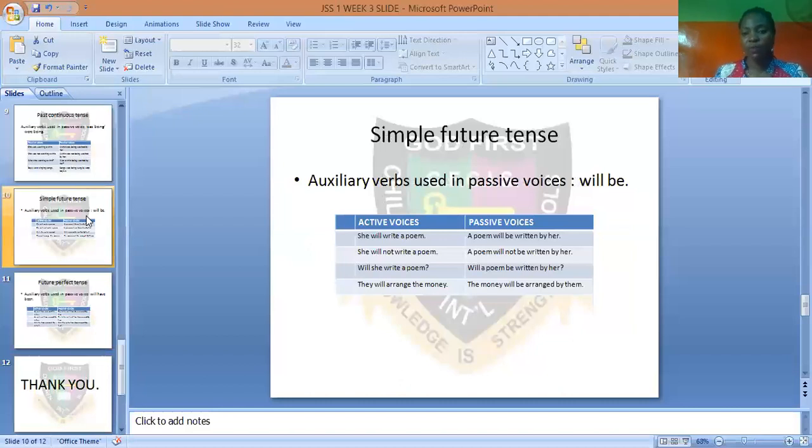They will arrange the money. The money will be arranged by them.